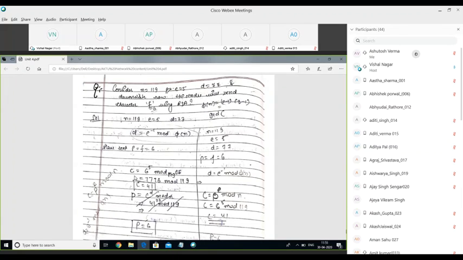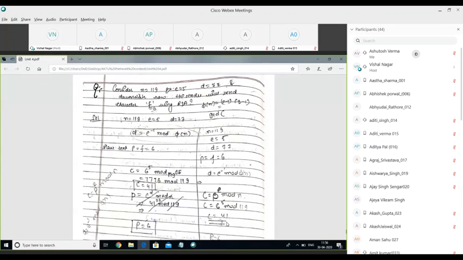To get the ciphertext C, we apply plain text P, that is 6, to the power e, that is 5, mod n, and n is 119. With the help of this, we get C equal to 41. This is the remainder function actually. The meaning of this is when we divide 7776 by 119, the remainder will be 41. Okay, so this is your ciphertext on the receiving end.